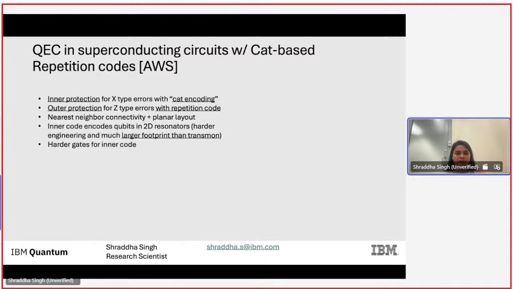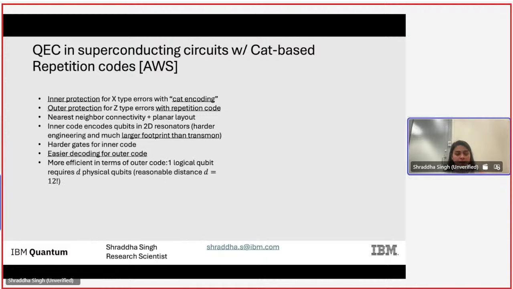And gates for the inner code, for the cat encoding, would be harder than gates for just transmons. But the outer code decoding would be much easier because it's just a repetition code. So it would be much more efficient. Now, this becomes more efficient in terms of the outer code. That means a single logical qubit only requires d physical qubits in terms of the outer code, but those d physical qubits are d bosonic logical qubits, not your d physical transmons. And d here is again the distance of the code, which determines how much error you can sustain.